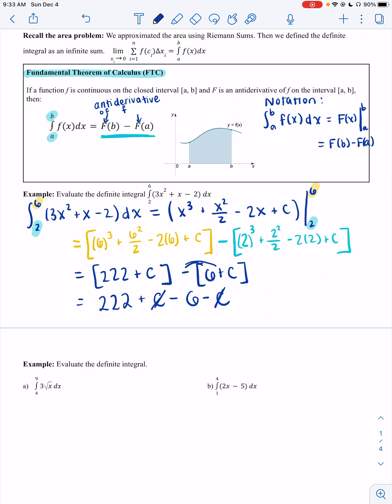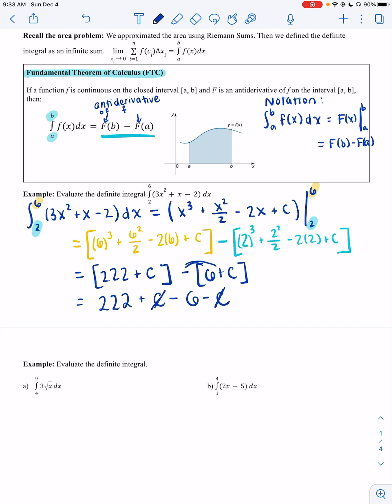And I want you to think about, will that always happen? Pause the video. Did you pause it? Did you think about it? Okay. Yes, that will always happen because you're always going to have a plus c in your first one and a plus c in your second one, and you're always going to be subtracting them. And so therefore the constants cancel out.